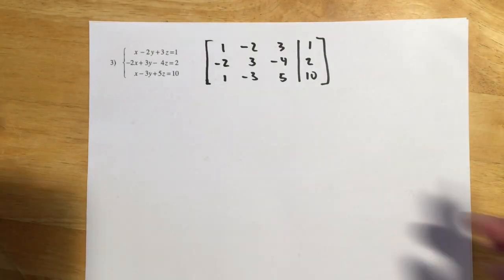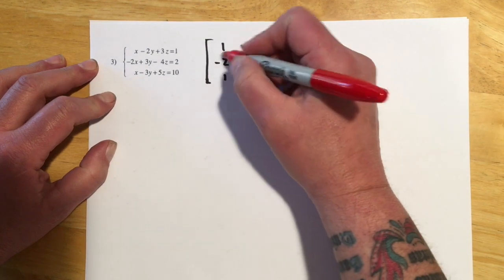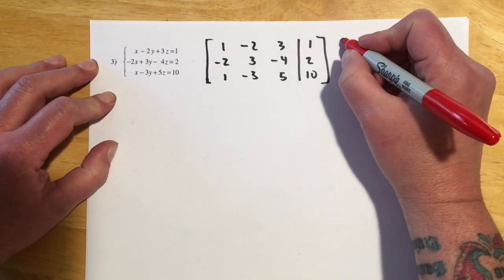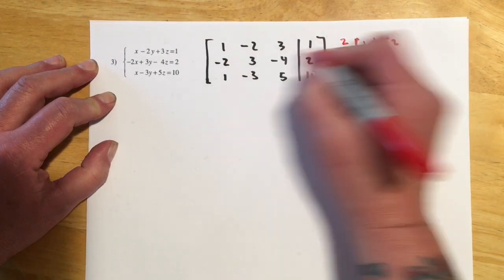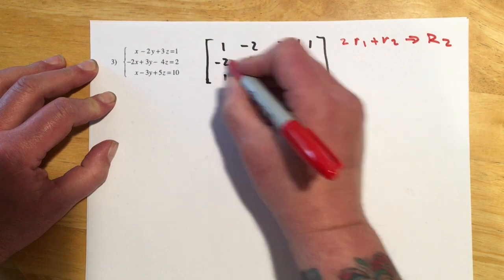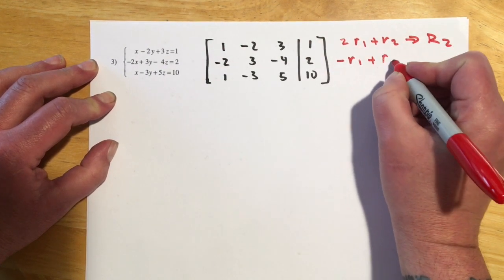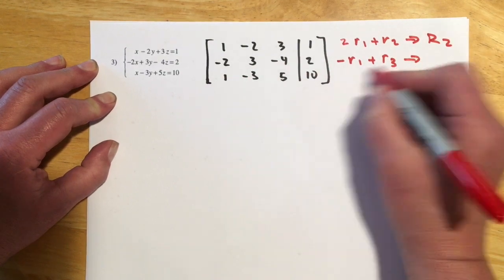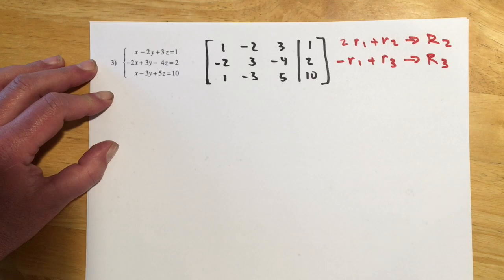Okay, so here's number 3. I'm going to do the thing where I get the zeros in these first two positions. So I'm going to go 2 times row 1, and I'm going to add to that row 2. That's going to be my new row 2. And then I'm going to go negative of row 1 plus row 3, and that's going to make my new row 3. So I'll get that set up down here.